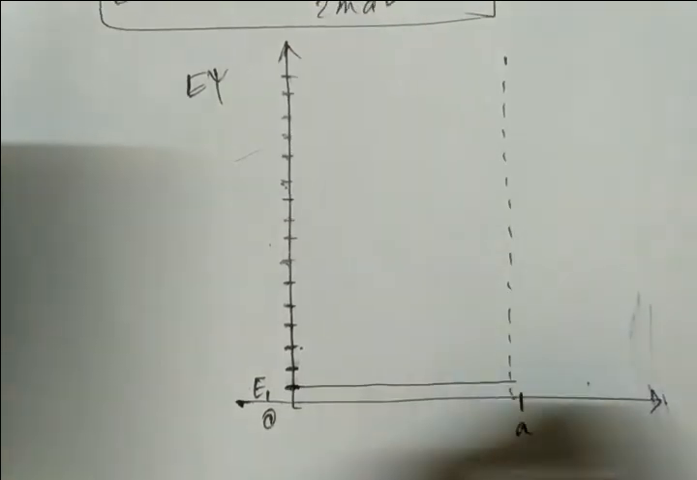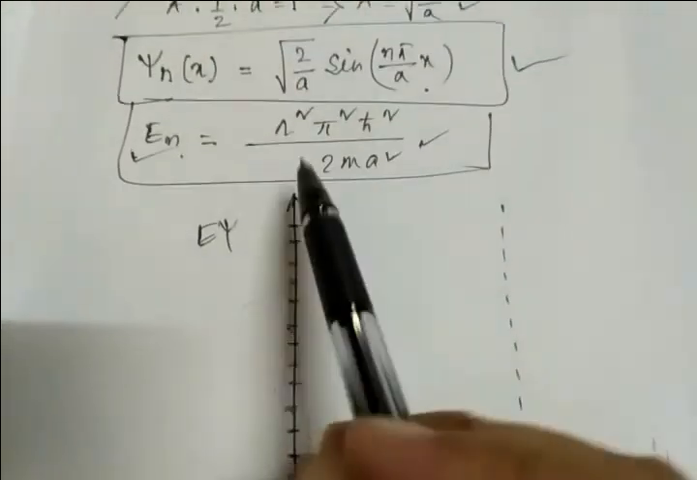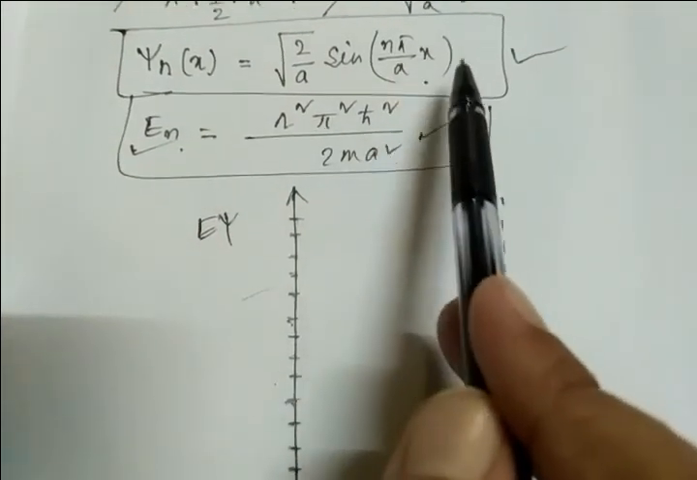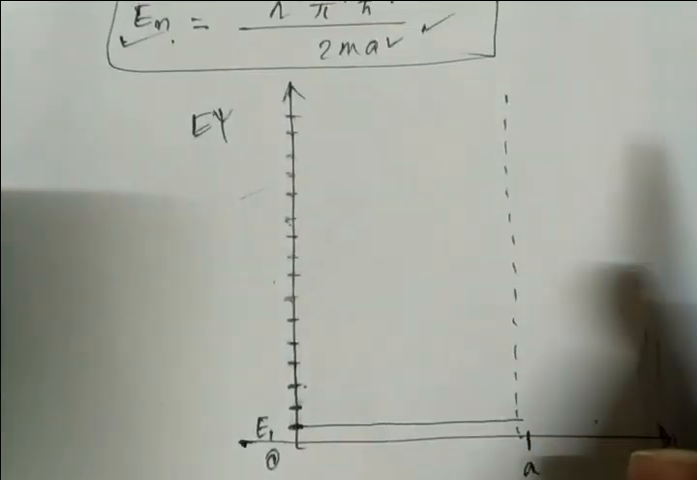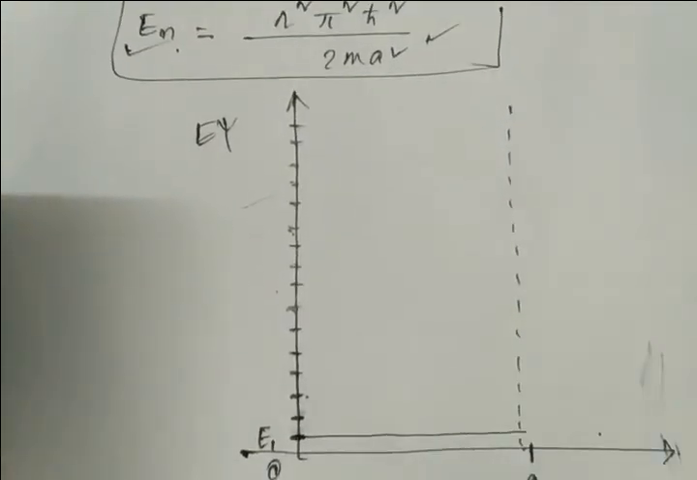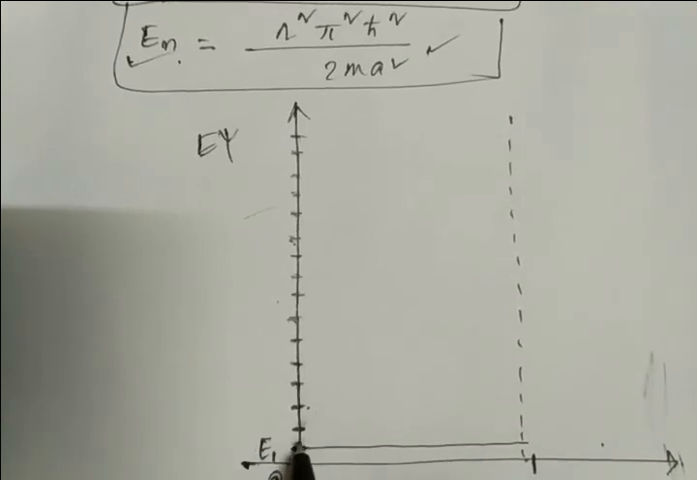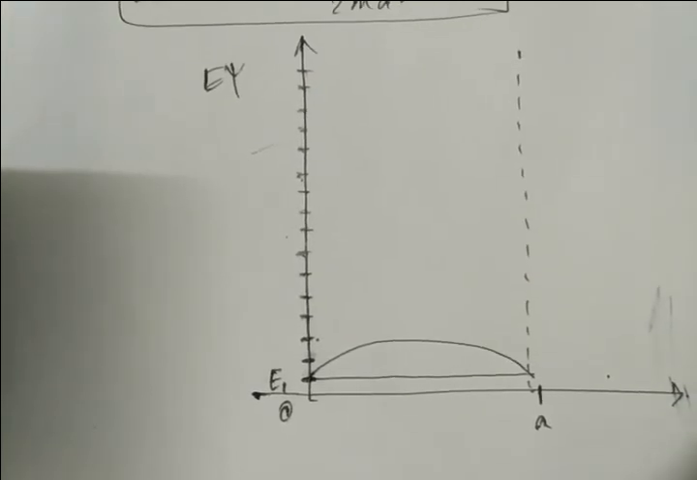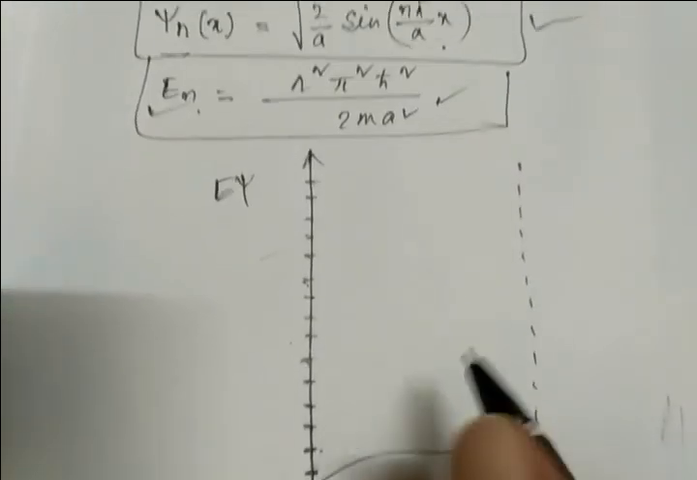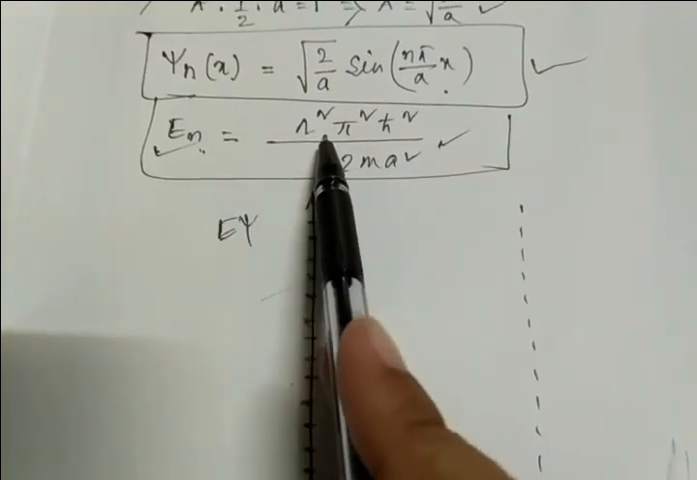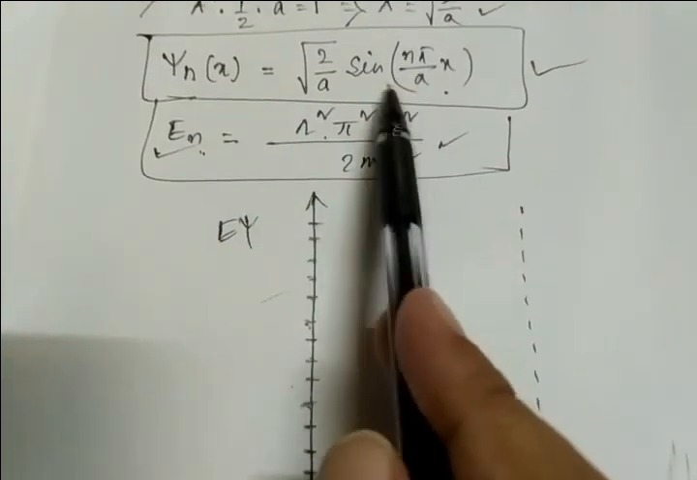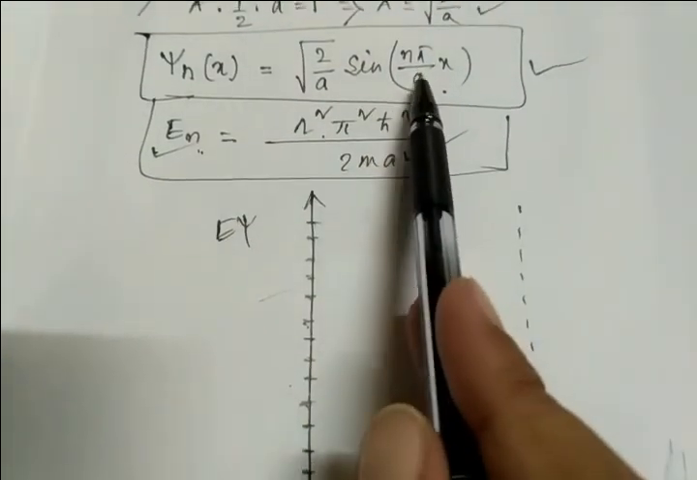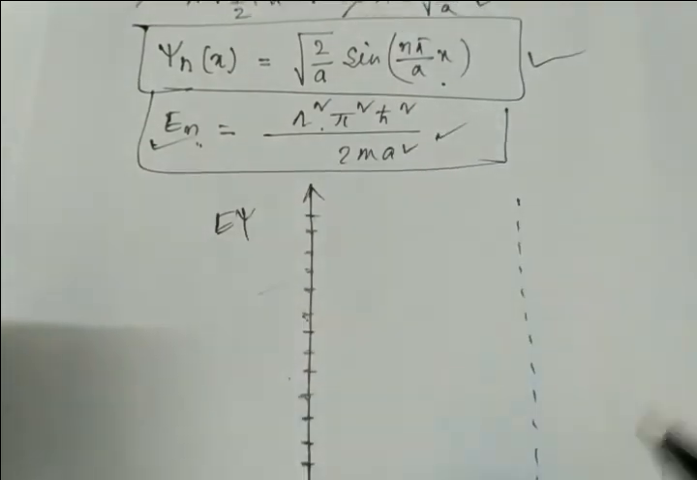Okay, so for n equal to 1, the wave function is psi 1 equal to root 2 by a sine pi into x divided by a. So pi x by a, the solution is just like this, 180 degree. Okay, so for n equal to 2, this is 4, 2 square, and here it is 2 pi x by a. So there will be 2 cycles. If n equal to 3, there will be 3 cycles. n equal to 4, there will be 4 cycles and so on.